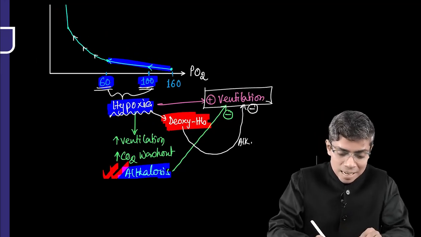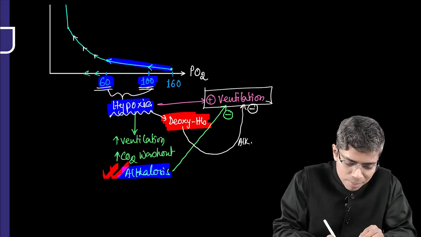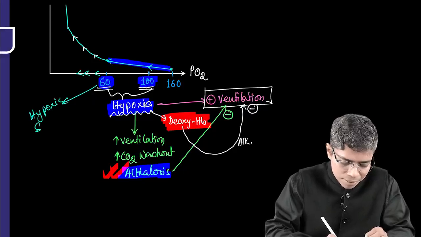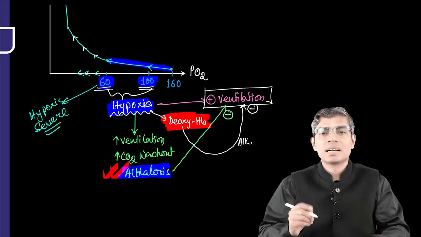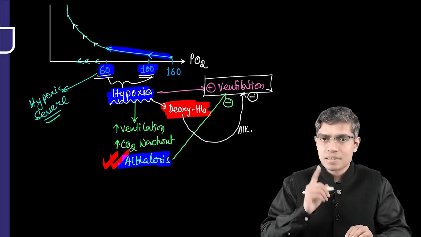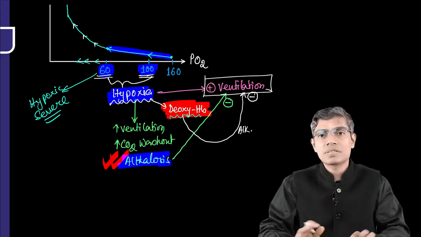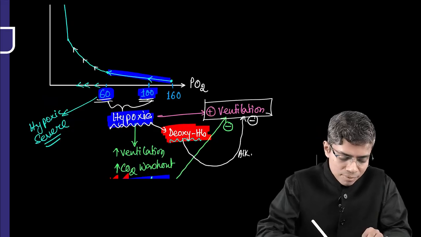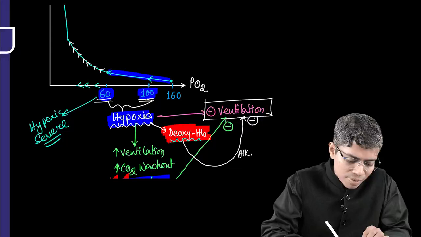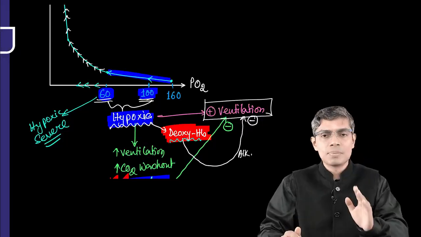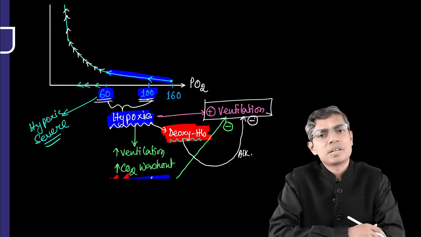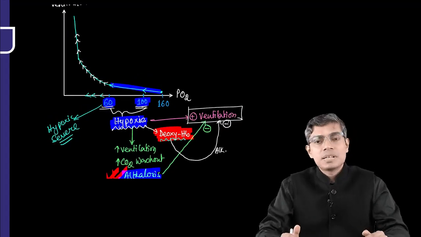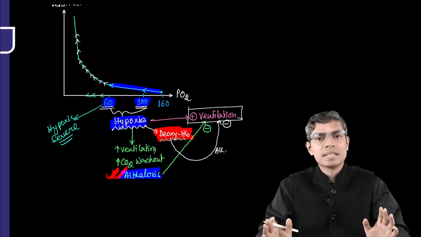But whenever the hypoxia is below 60 millimeter of mercury, in this condition hypoxic stimulation becomes so severe that the inhibitory effect of carbon dioxide washout and the inhibitory effect of deoxyhemoglobin will not be able to prevent the increase in ventilation. That's why suddenly there is a rise of ventilation to a very high level whenever hypoxia is below 60 millimeter of mercury partial pressure, right? So this way you have to remember the effect of hypoxia and the effect of hypercapnia on your ventilation.